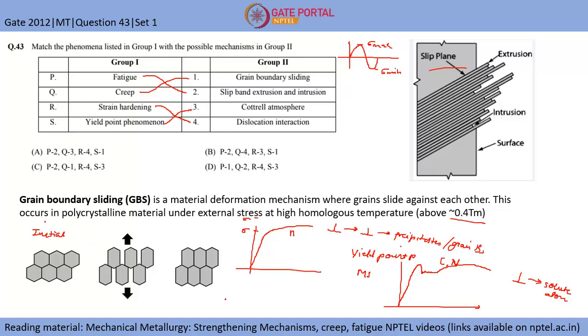I will write it here. P2, Q1, R4, and S3. 2143. So the correct option is option C.